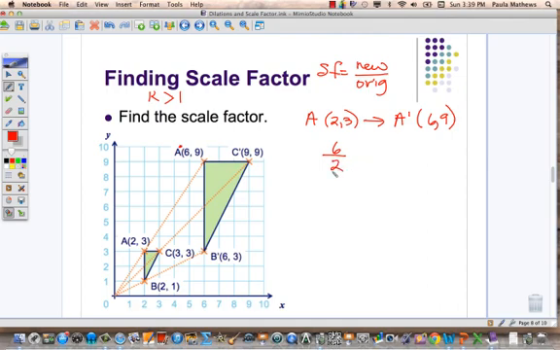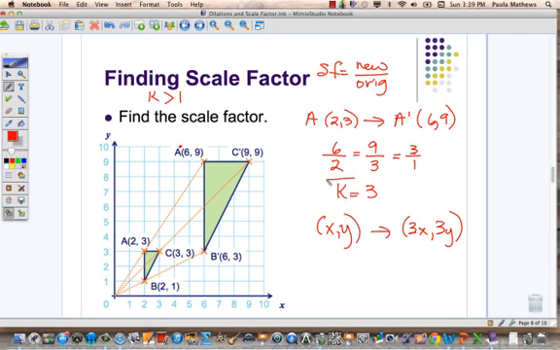And since we're maintaining that proportionality, then I must also have that same ratio of 9 to 3. And in both cases, 6 to 2 and 9 to 3 reduces to 3 to 1. So in this case, my scale factor is 3. So every xy basically went to 3x and 3y. So again, k is my scale factor. Okay? All right, so there was one.